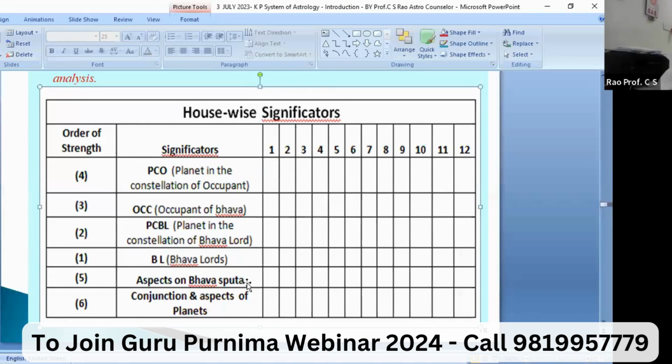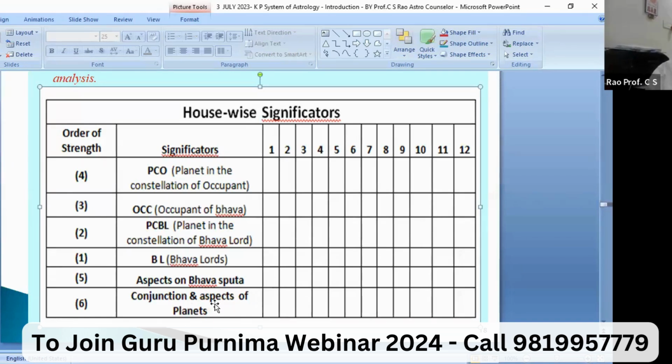Aspects you have to consider from the Rashi chart, not from the Bhava chart. Beside the KP Nirayana Bhava chart, you go to the original Rashi chart. From Rashi to Rashi you should see the Bhava Sputas. What are the planets aspecting the Bhava Sputas? You have to see that. Let us say the first Bhava Sputa is in Leo. And in Leo, what are the aspects here? You have to put like that for all Bhava Sputas.